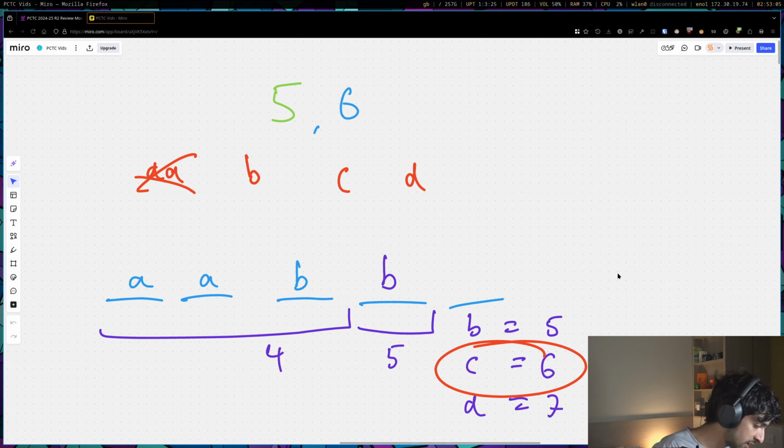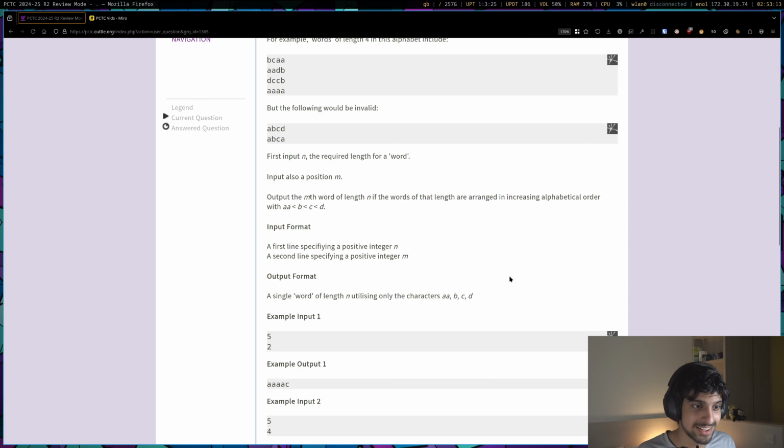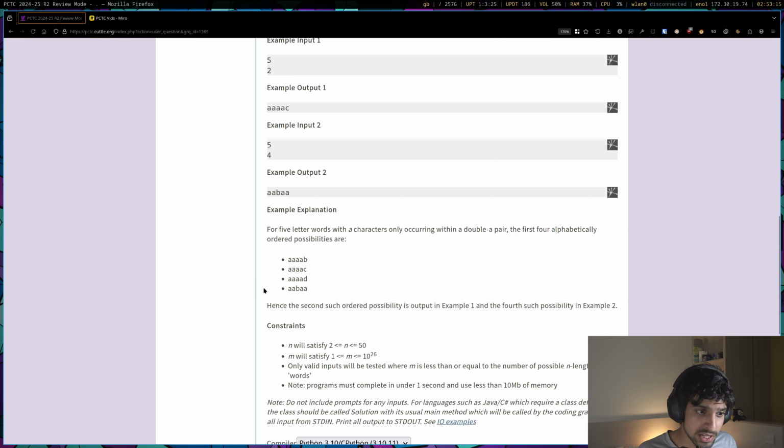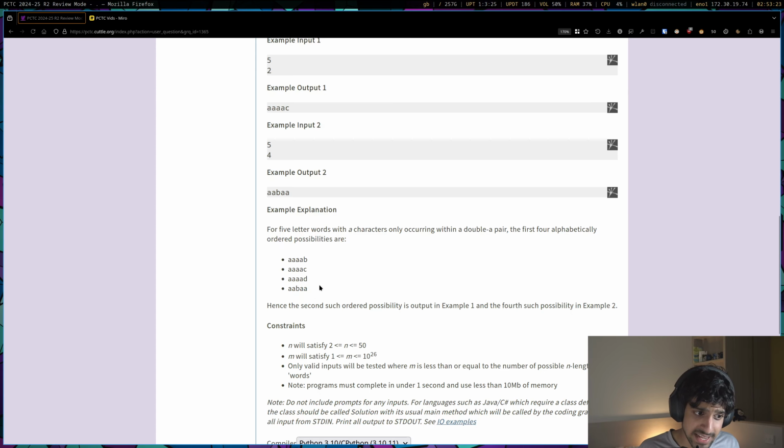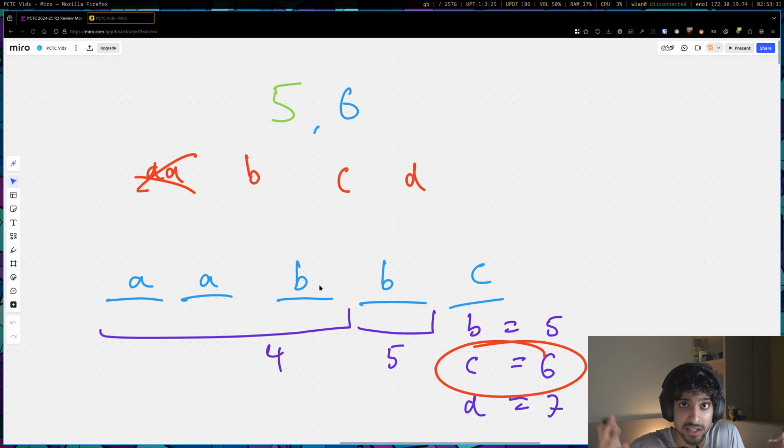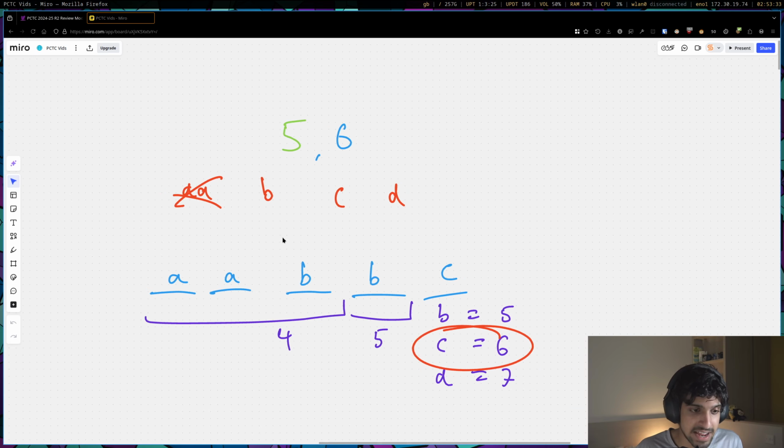So the actual right answer would be A, B, B, C. Is that correct? I mean, I hope so. If you look at the first 4 things here, the 4th thing is A, B, A, which is what we said. Therefore, the 5th thing has to be A, B, B. Therefore, the 6th thing has to be A, B, B, C. That's very easy to do logically yourself, manually. And that's what we have here.